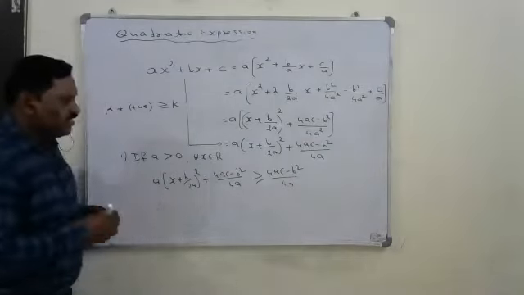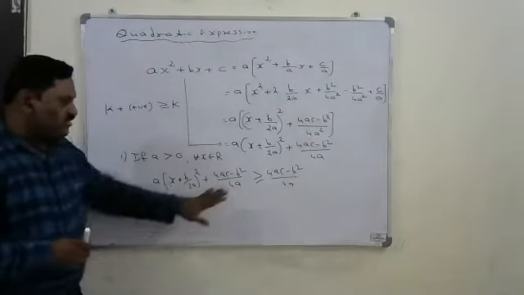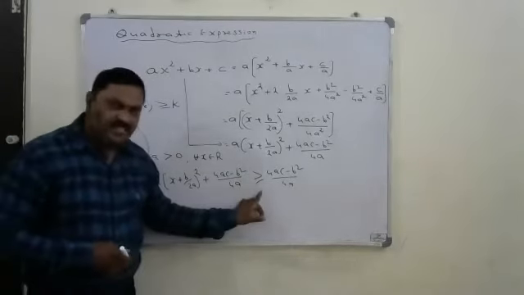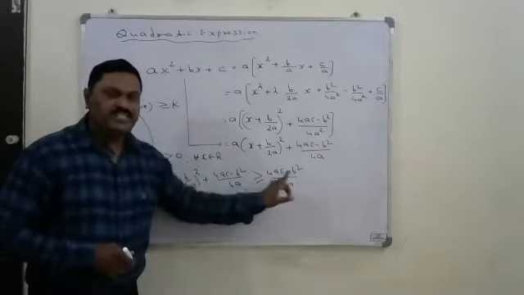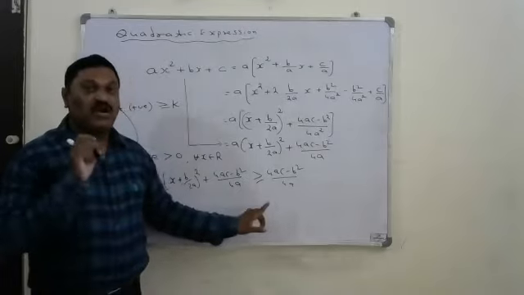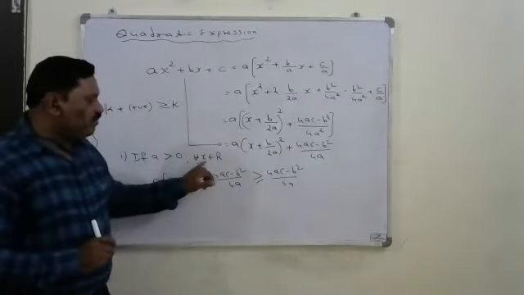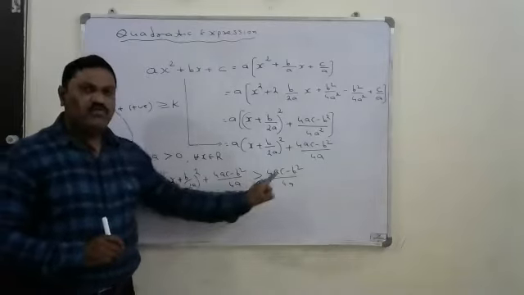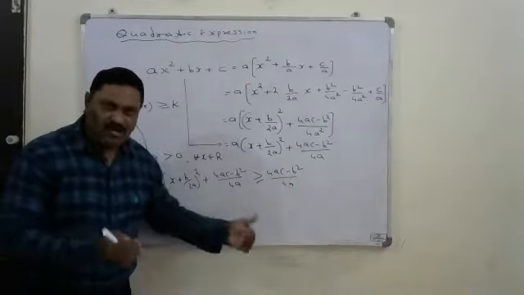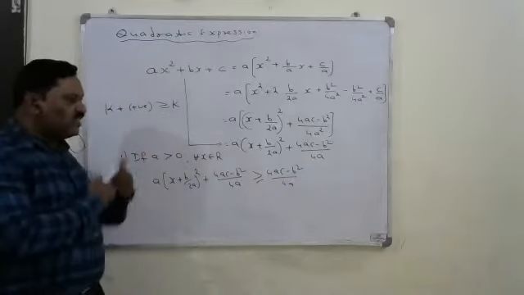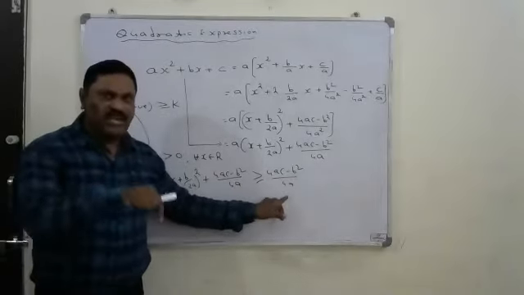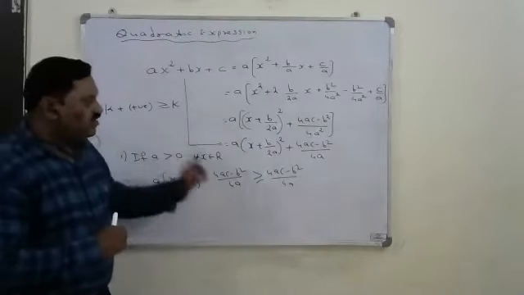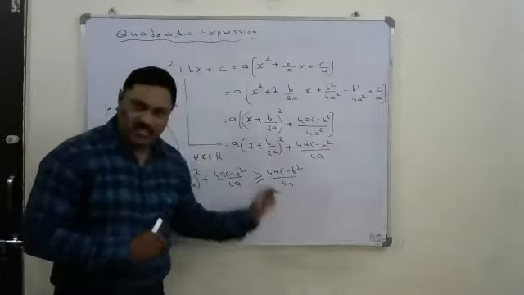The whole value will be more than this. That means a x square plus bx plus c is greater than or equal to (4ac minus b square) by 4a. For all the values of x, whatever may be the value of x, this expression is going to give (4ac minus b square) by 4a or more than that. More than that means this will be the minimum value. That's why the minimum value of the expression is (4ac minus b square) by 4a.